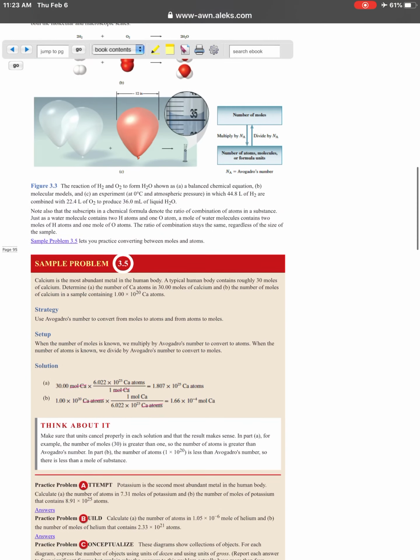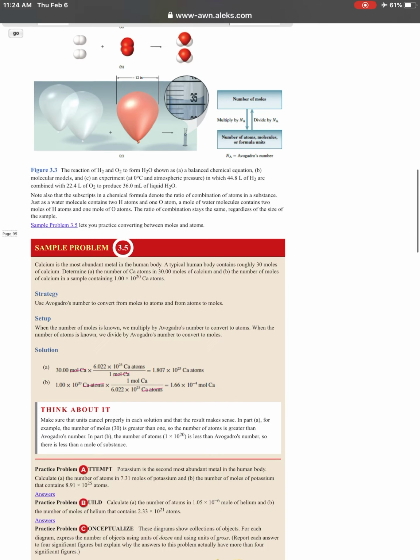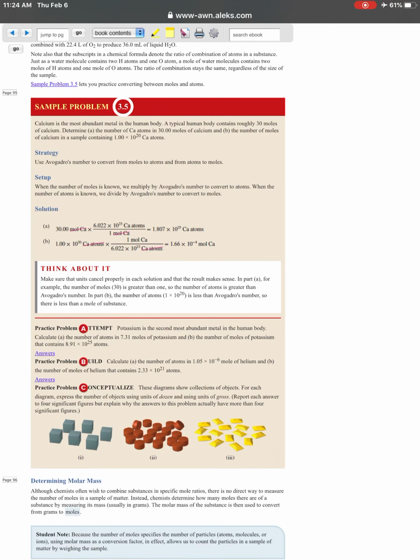So coming back to that little picture on the right of figure 3.3, take a look at what they did. If you have the number of moles of calcium, you multiply by Avogadro's number, and that will give you the number of atoms of calcium. You don't have to memorize Avogadro's number, but it sure does make it easier for you if you do.